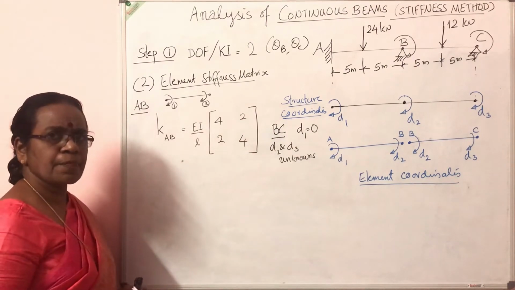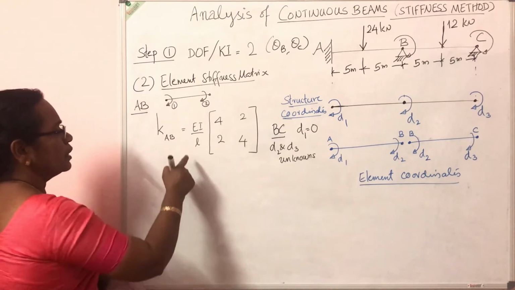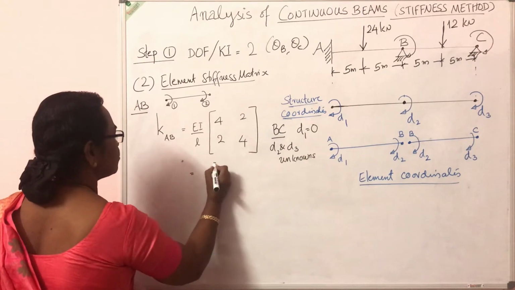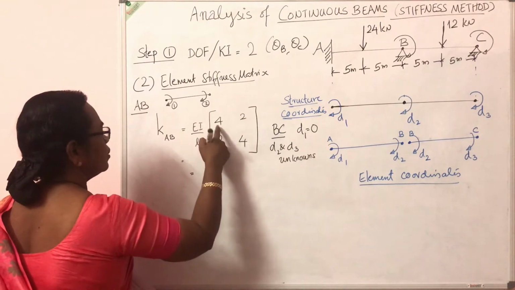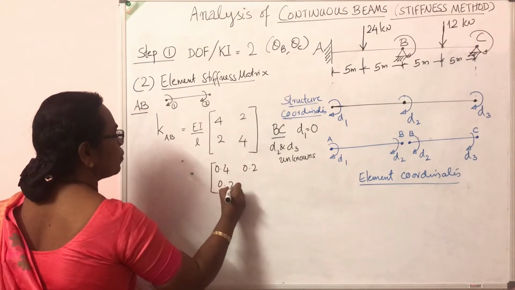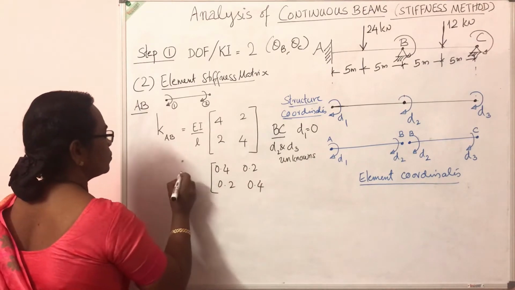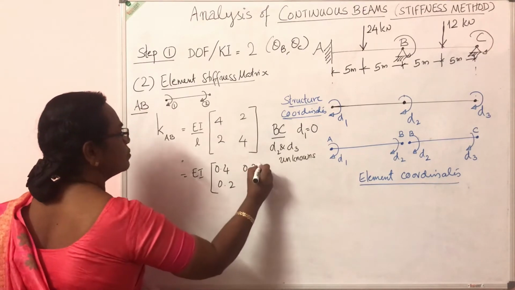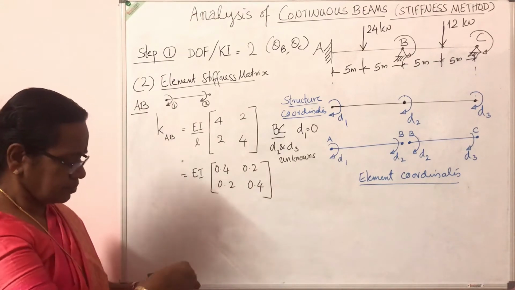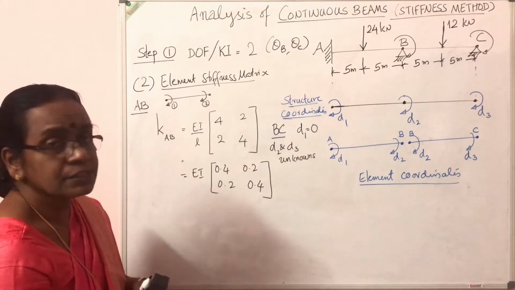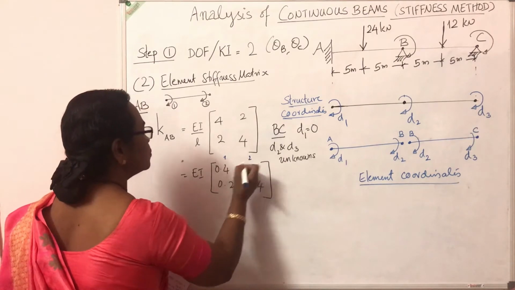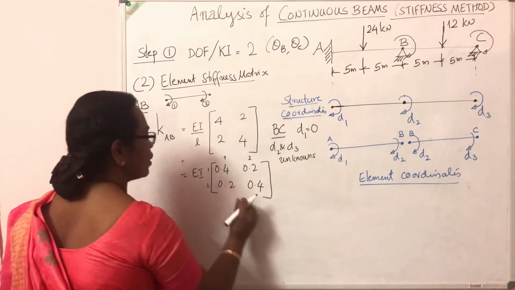We know this from previous derivations. So here you substitute the length of the member. The length of the member is 10 meter. So the stiffness matrix for this member is EI by 10 into 4, 2, 2, 4, so it will become EI into 0.4, 0.2, 0.2, 0.4. So the stiffness matrix for element AB is very simple. Now what are the coordinates? The coordinates for that member are 1 and 2. So at the top you have to write 1, 2. At the left also you have to write 1, 2.